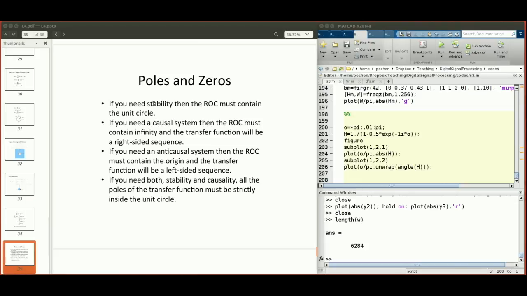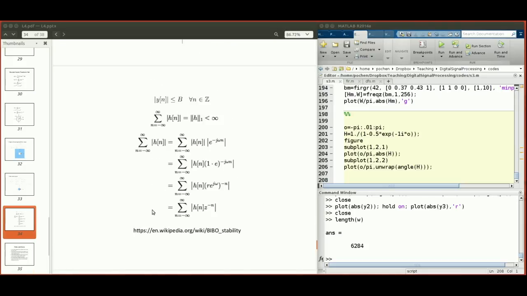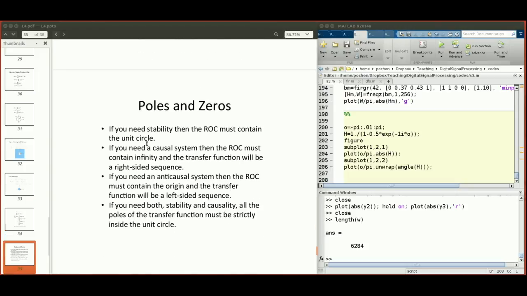And we came up with these conclusions. If you need stability, then the region of convergence must contain the unit circle. And we actually gave a mathematical proof, grabbed from Wikipedia, for bounded input, bounded output stability. If you need a causal system, then the region of convergence must contain infinity, and the transfer function will be a right-sided sequence. Right-sided sequence means that the amplitude on the negative time side is all zero. If you need an anti-causal system, then the region of convergence must contain the origin, and the transfer function must be left-sided.